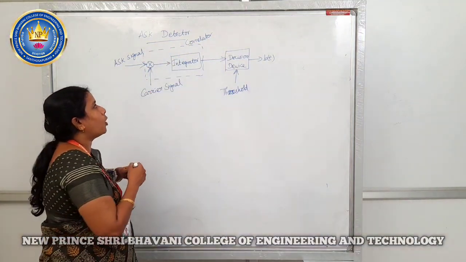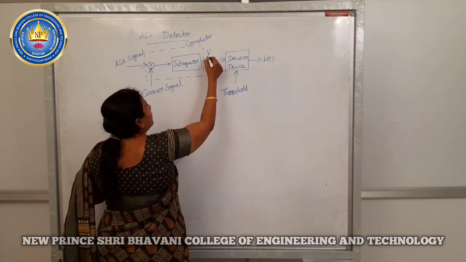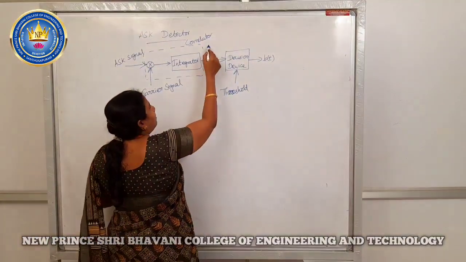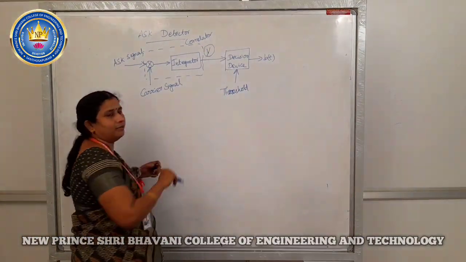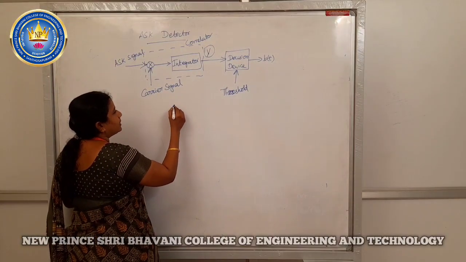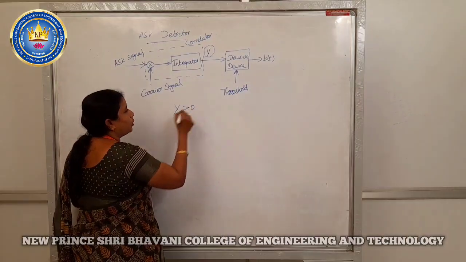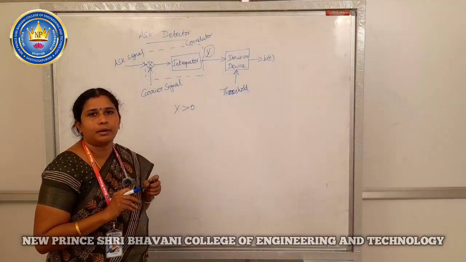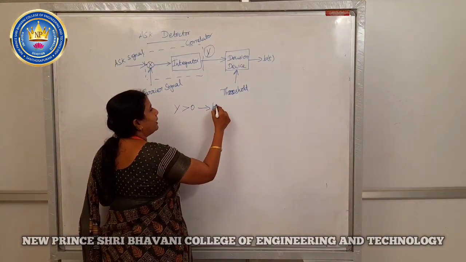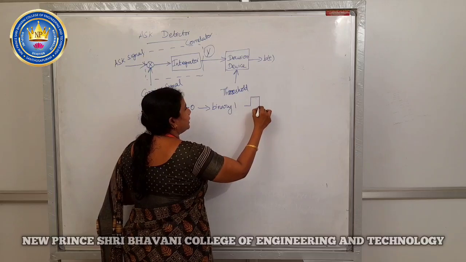The output of the correlator or integrator represents some value. We can assume the value is Y. The Y value decides the output binary values. How is it possible? There are three cases. First, your Y value is greater than 0. Greater than 0 means all positive values, so it will generate binary 1. Binary 1 means a high input signal.